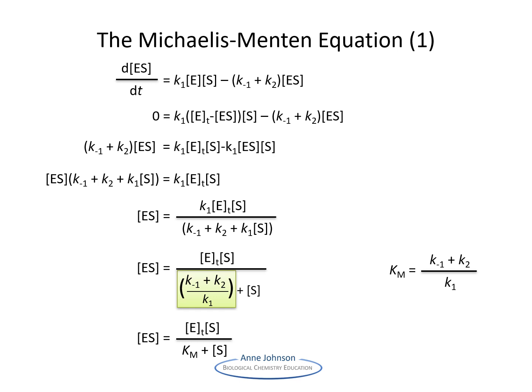We can define this relationship of the rate constants as Km, the Michaelis constant. The equation looks much easier when Km is substituted into it. So now we have an expression for ES in terms that are all measurable. This needs to be inserted into the rate expression for the reaction.